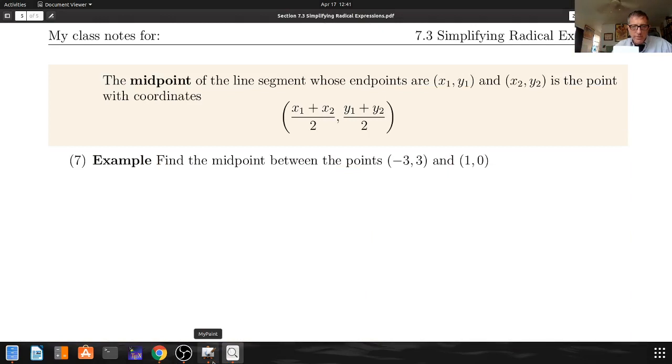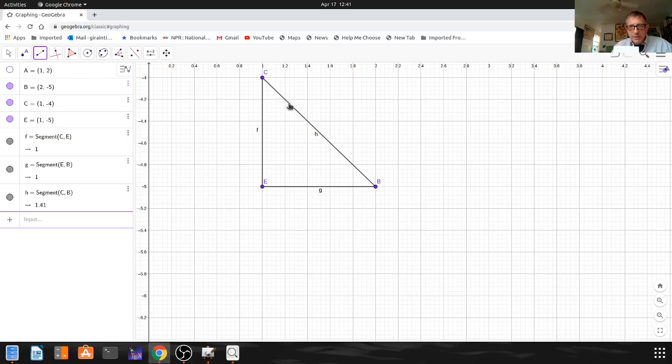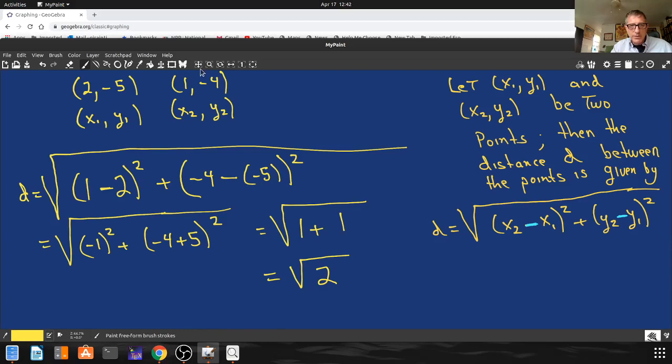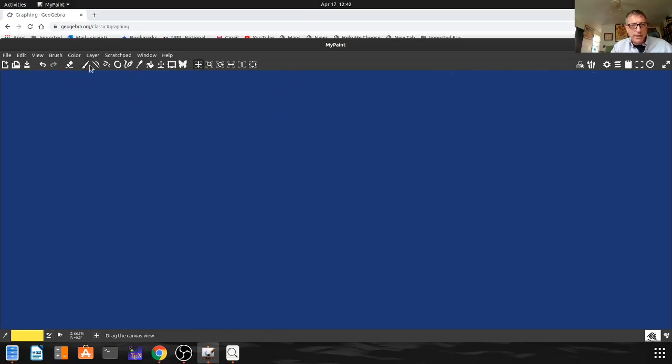So let's go back over here and let's look at this line segment right here. So the midpoint will be a point along this line. It's going to have two coordinates such that the distance between here and here is the same. So let me actually draw that for you. It's much better if I can draw. So I'm just going to draw any old line segment.